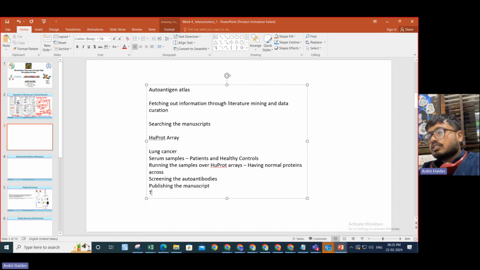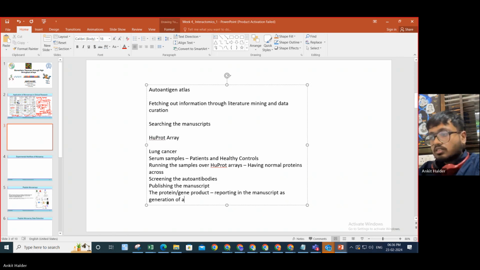Now the protein or gene product, rather, it should be correct: the protein or your gene product which you are taking, which you are publishing or reporting in the manuscript, autoantibodies against it. So what is Autoantigen Atlas doing?